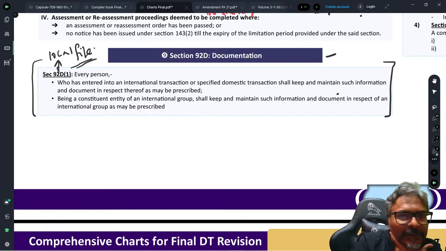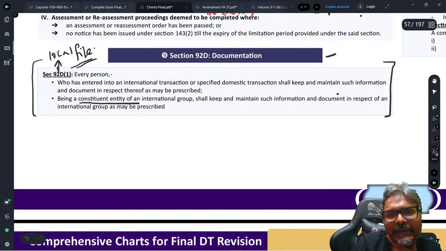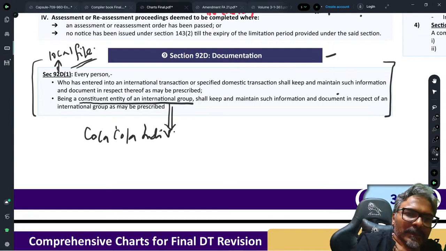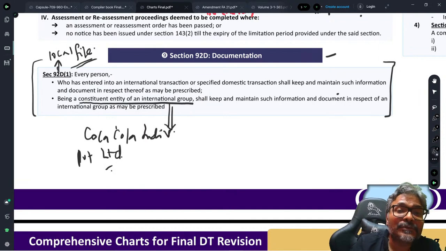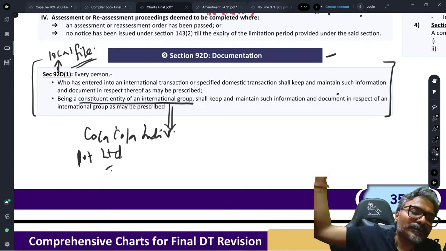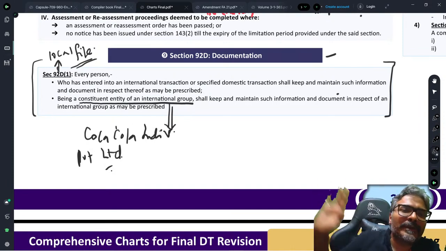Now, if you see very carefully over here, you will ask, to whom is it applicable? The second bullet point is applicable to a constituent entity of an international group. You will ask, sir, any example of a constituent entity of an international group? Coca-Cola India Private Limited. Can we say Coca-Cola India Private Limited is a constituent entity of the international group? Answer is yes. So Coca-Cola India Private Limited, being a constituent entity of an international group, shall keep and maintain such information and documents in respect of the international group.